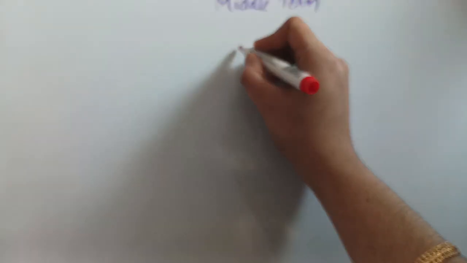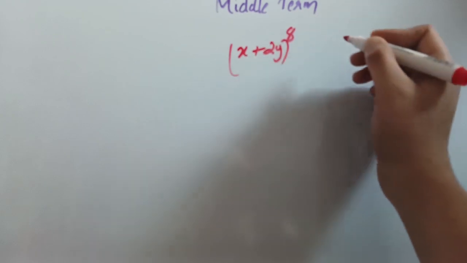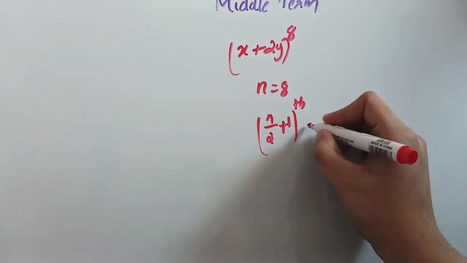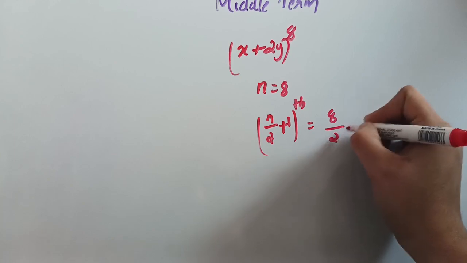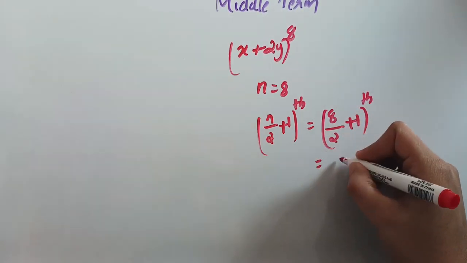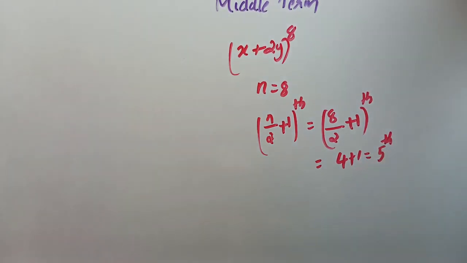For example, in the expansion of (x plus 2y) raised to 8, here n equal to 8, that is even. Therefore, the middle term is the (n by 2 plus 1)th term, which is equal to 8 by 2 plus 1, which is equal to 4 plus 1, which is equal to the fifth term. So the fifth term is the middle term.